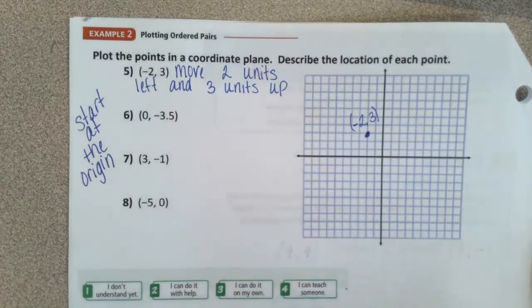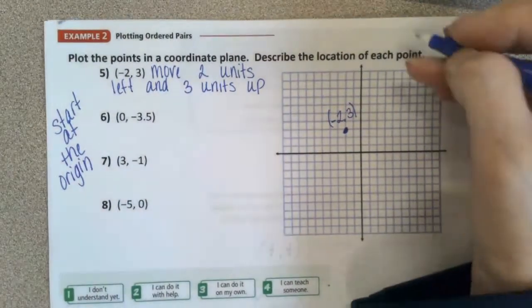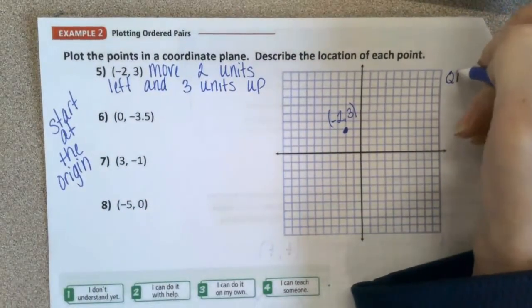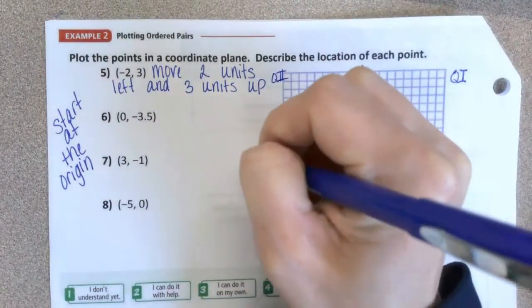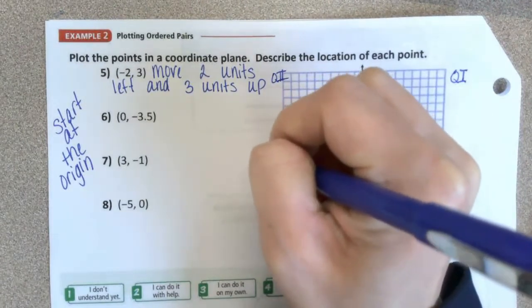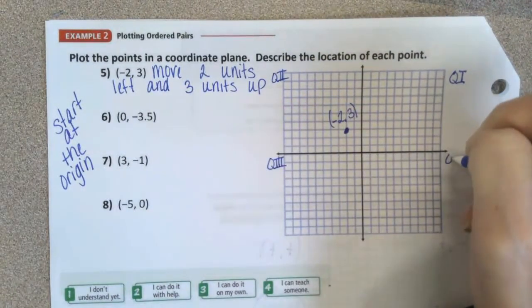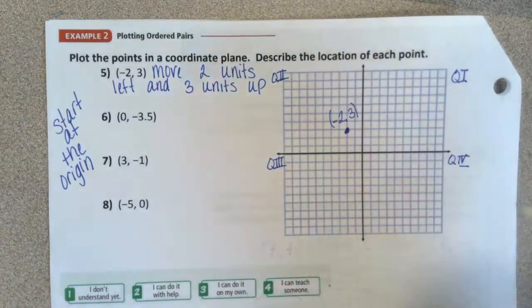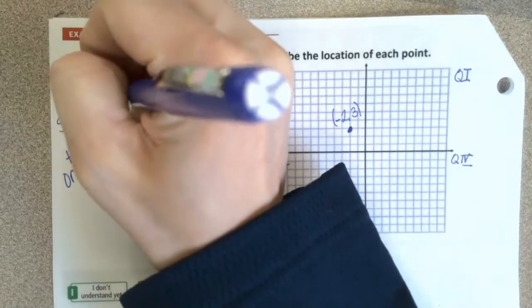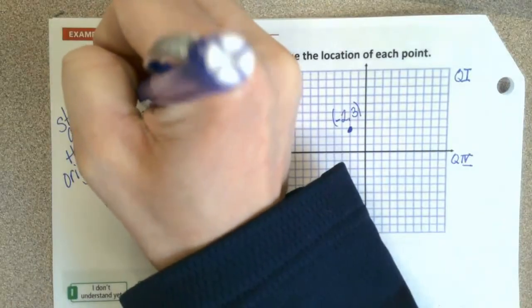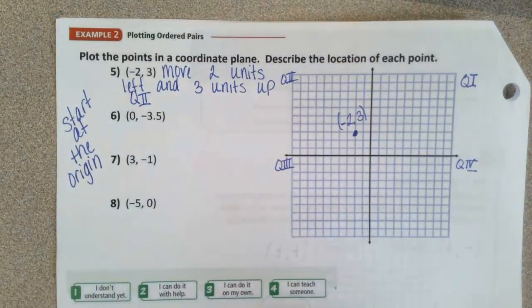Okay. Now let's also, when it says describe the location of each point, we're also going to say which quadrant we ended up in. So here, if you need to label, this is quadrant 1, 2, 3, and 4. So this one ended up in quadrant 2. So I'm also going to add that here, quadrant 2. Now I want you to pause and try this for the next ones.